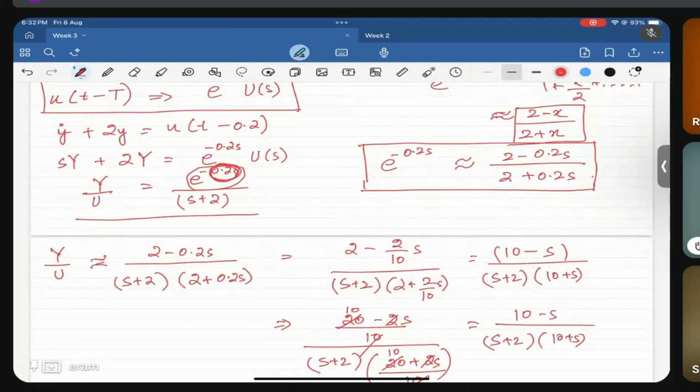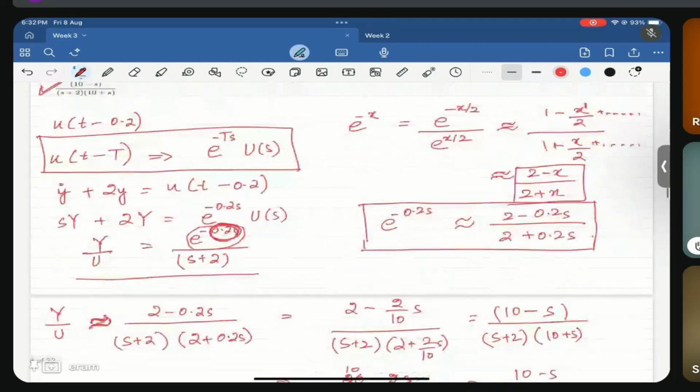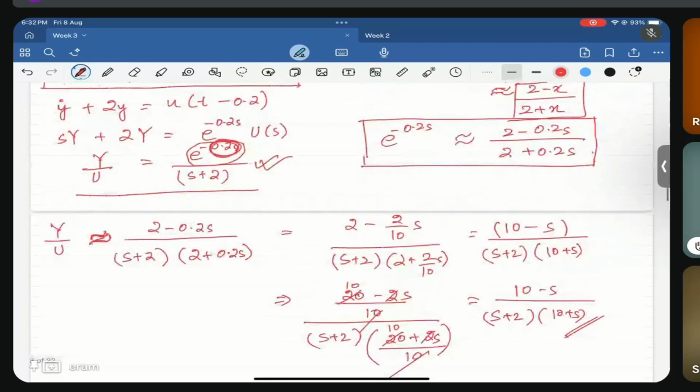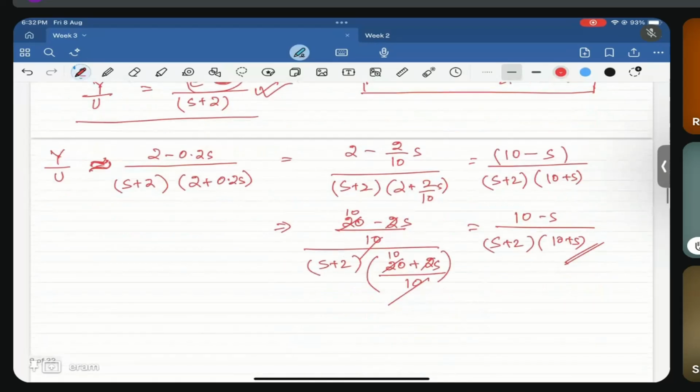So this is the approximate transfer function, right? Always take care of it. This is not the actual transfer function. The actual transfer function is this one. We have approximated the exponential term using first order approximation, and so we are getting this one. Now can you identify whether this system is minimum phase or non-minimum phase?